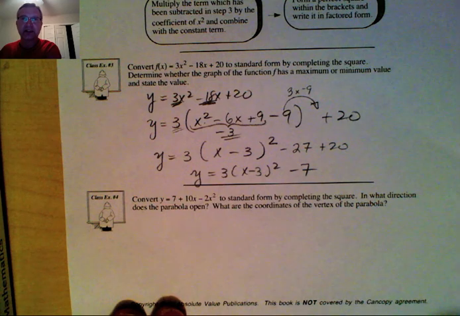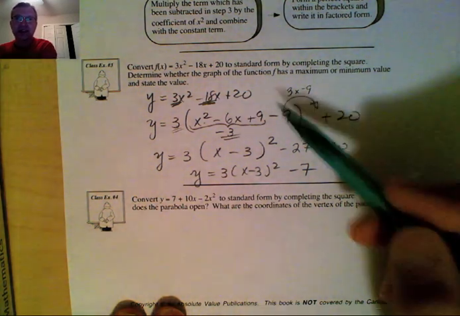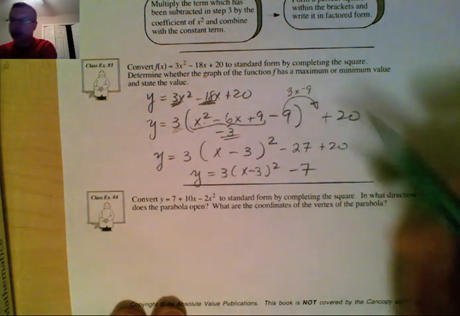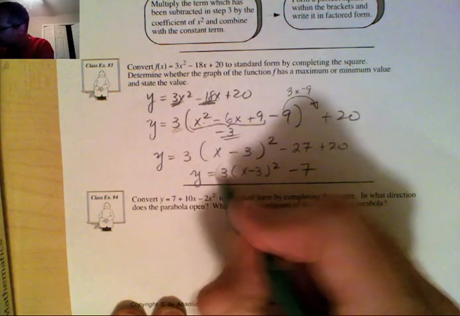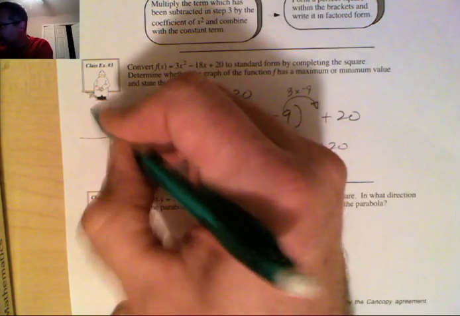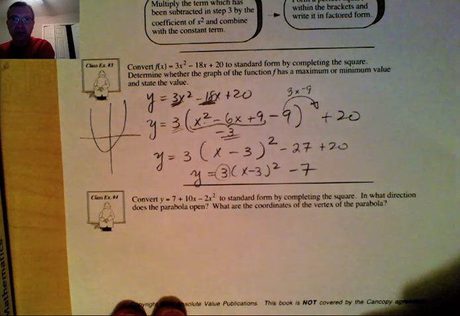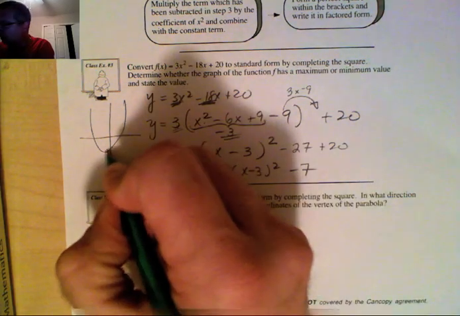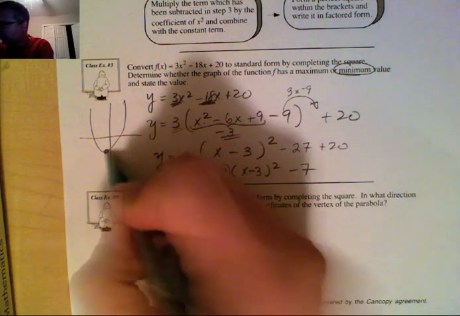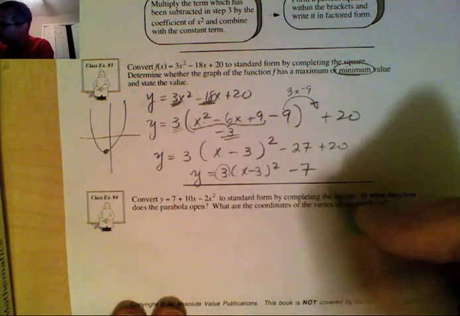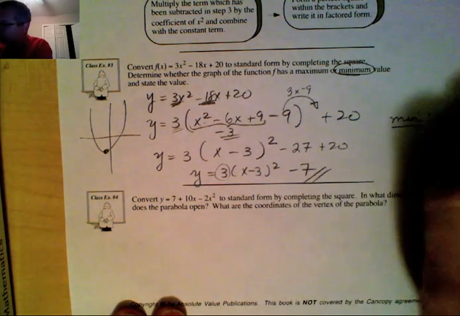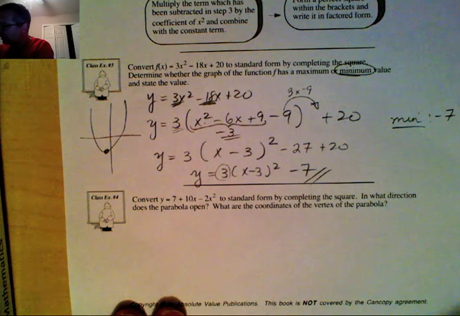So there it is in standard form. Now, it says determine whether the graph of the function has a minimum or a maximum and state that value. Well, if we look at this leading coefficient value, that's positive. And when that's positive, that means our parabola opens up. And when our parabola opens upward, that means we have a minimum value. The lowest value occurs at the vertex. And what is that lowest value? Well, the minimum value is always the y value of the vertex, which in this case is negative 7.